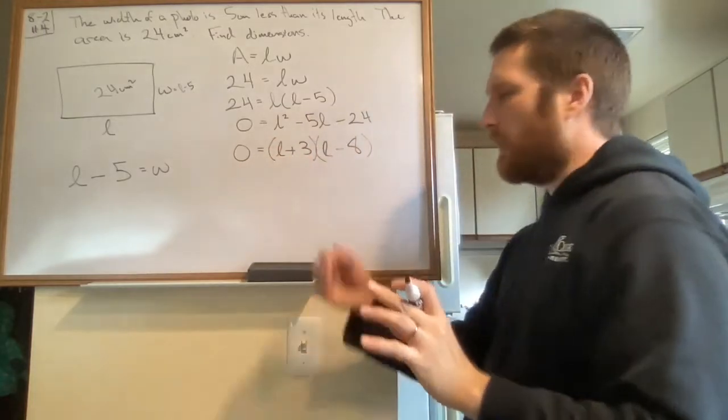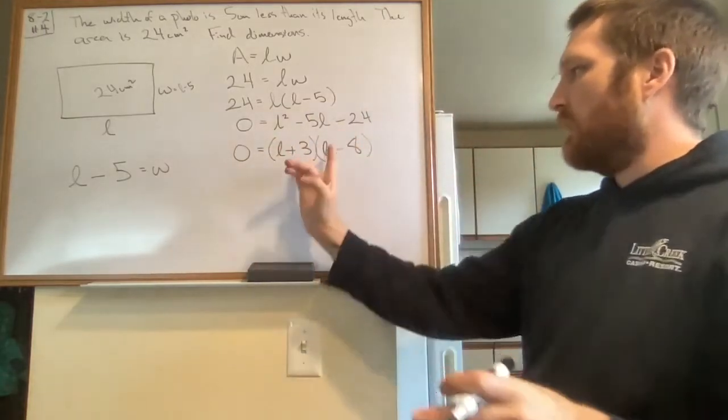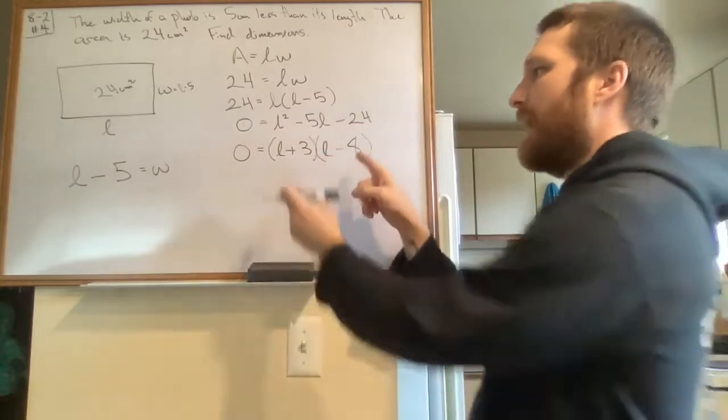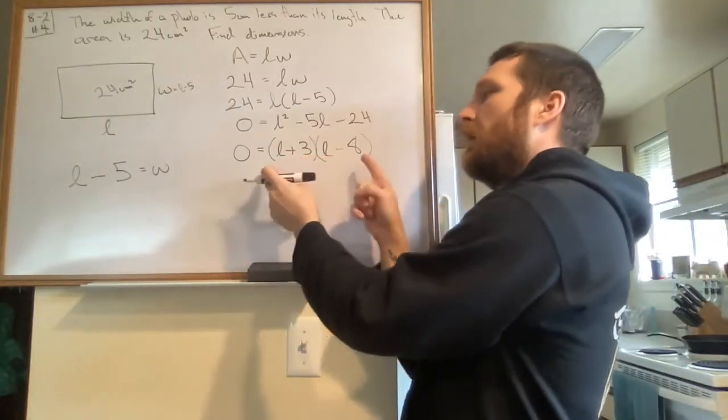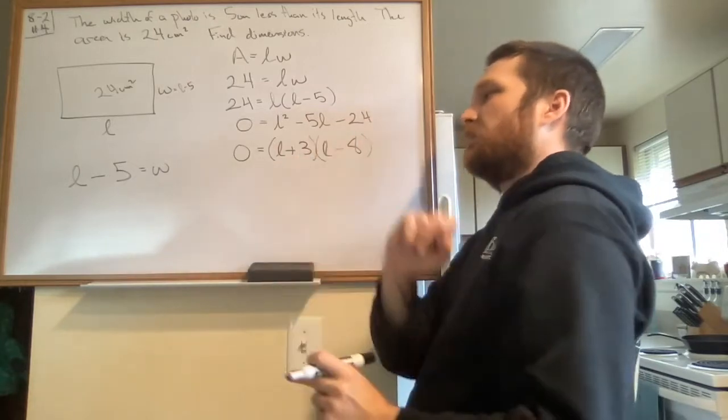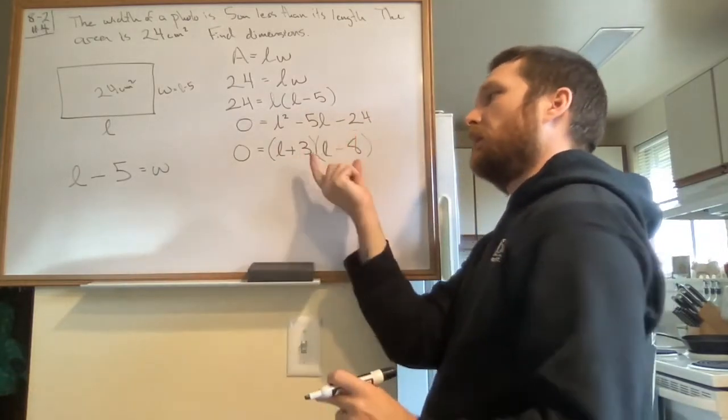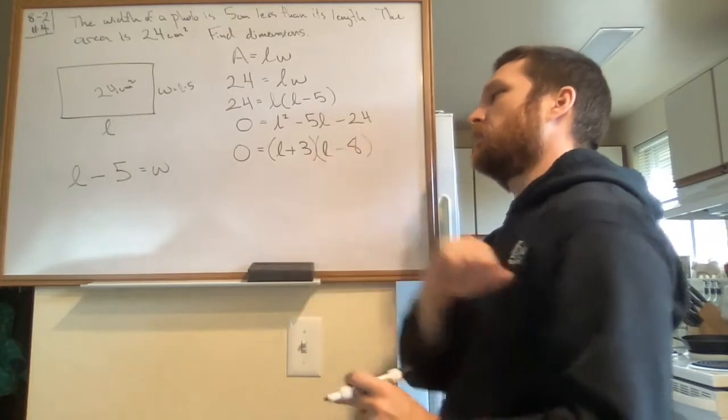Let's double check that. First, outer, inner, last. First gives me L squared. Yep. Outer is minus 8L. Inner is plus 3L. Minus 8 plus 3 is a minus 5. There we go. We're good. Then the minus and the plus give me a minus 24.